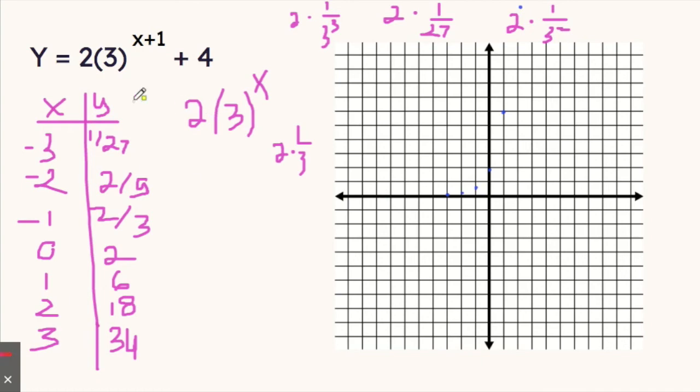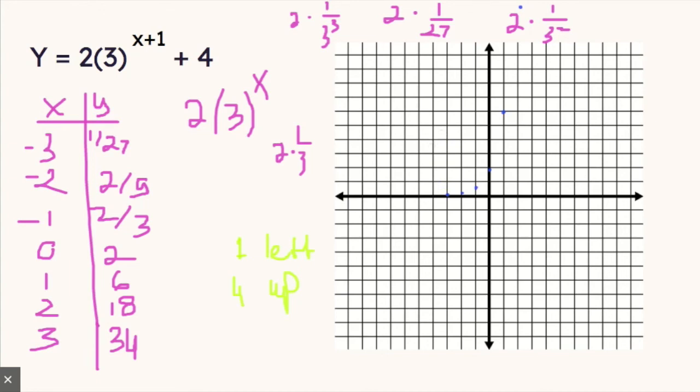Now let's apply our h and our k to this. This +1 means we're going to be shifting it 1 unit left. And this 4 means we're going to be shifting it 4 units up. So let's start with our dots, our points, and shift them. This is going to shift 1 unit to the left and 4 units up. 1, 2, 3, 4.